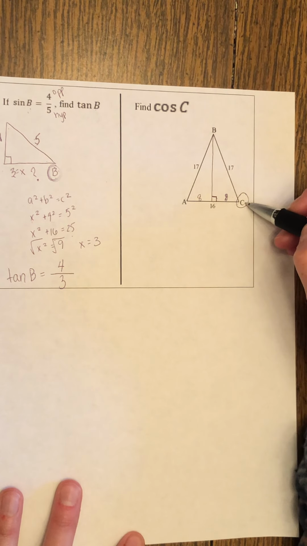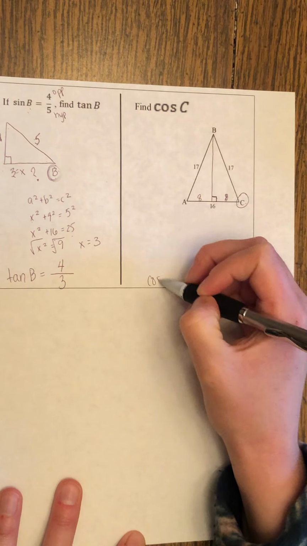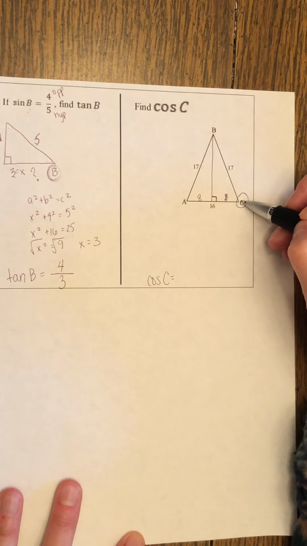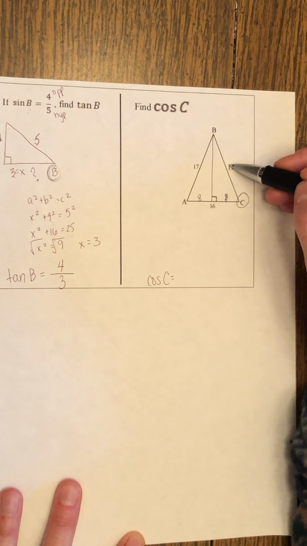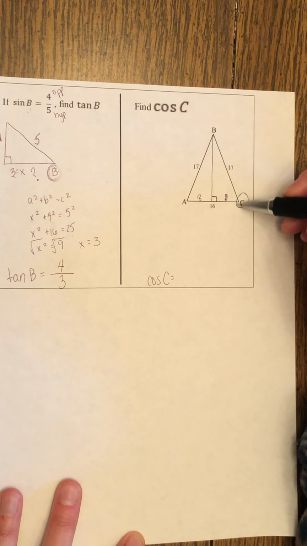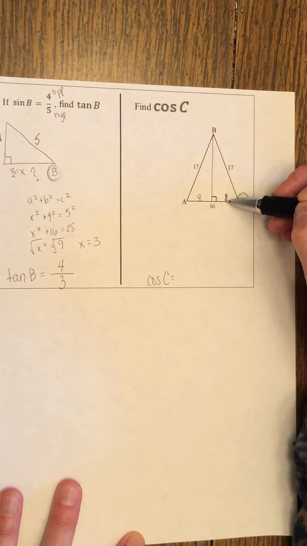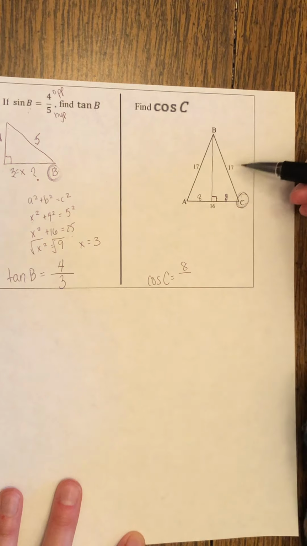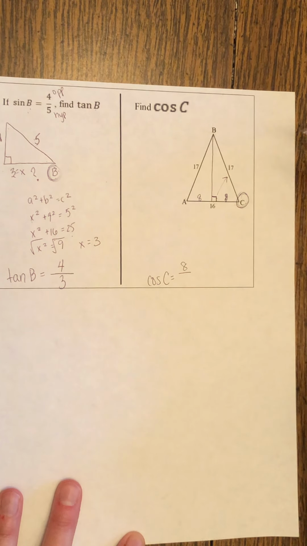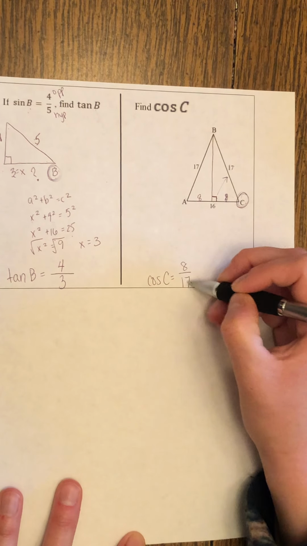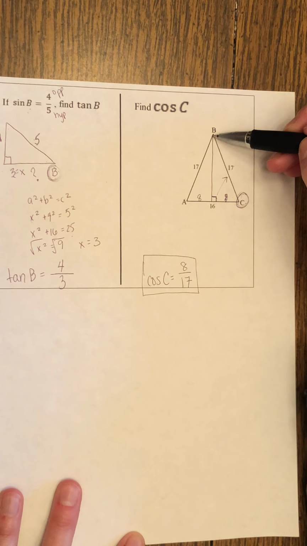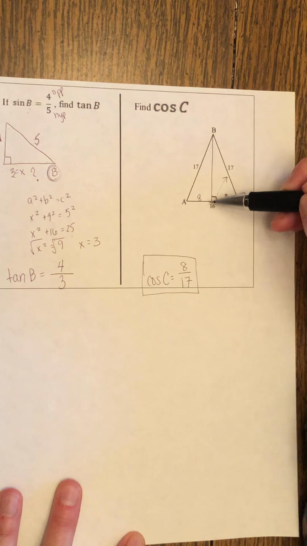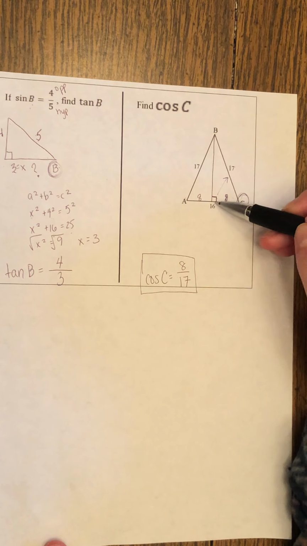So what I want to find is the cosine of C. Cosine is equal to adjacent over hypotenuse. So the adjacent leg length relative to angle C is 8. The hypotenuse across from the right angle is 17. So we don't actually need to use Pythagorean theorem here, but you did need to know to drop a segment down to actually create a right triangle, which was tricky on this one.